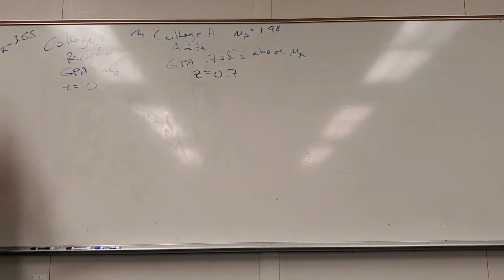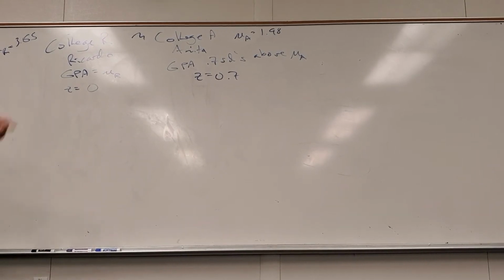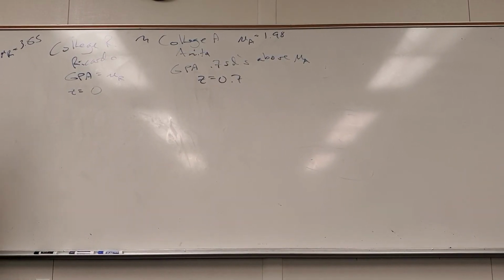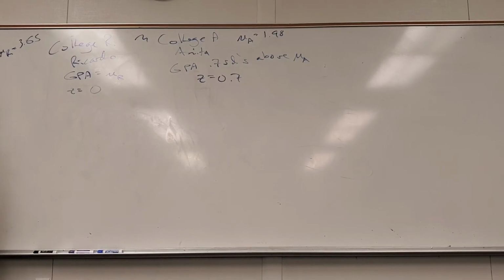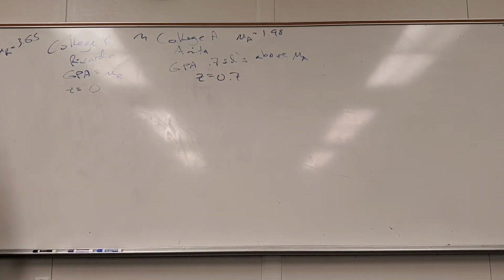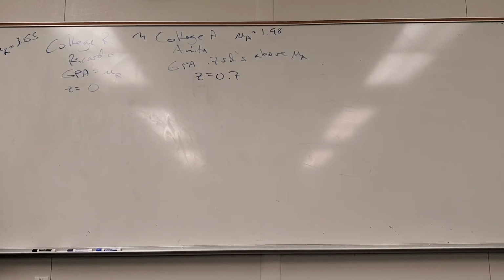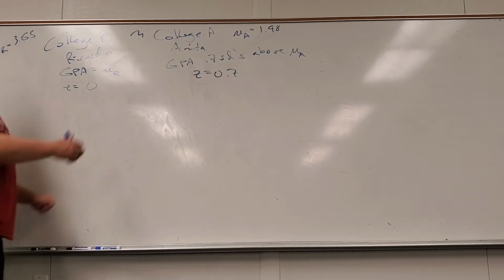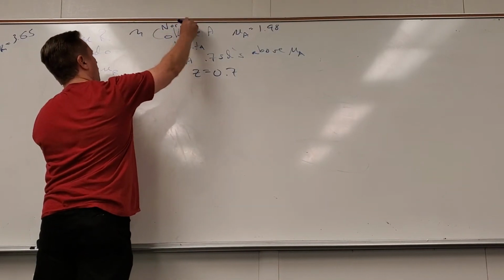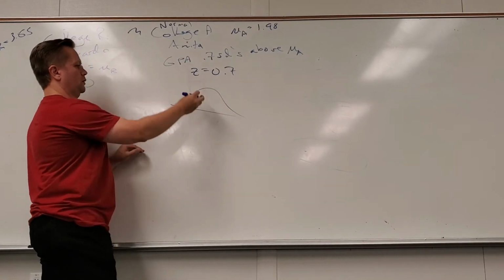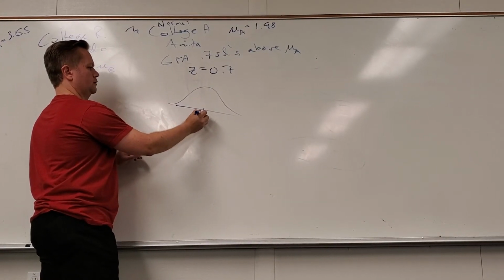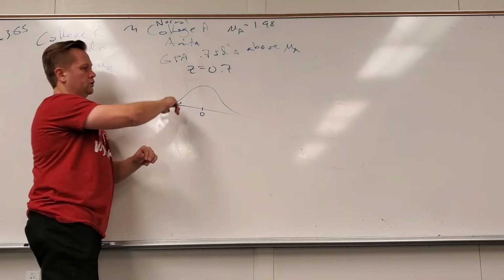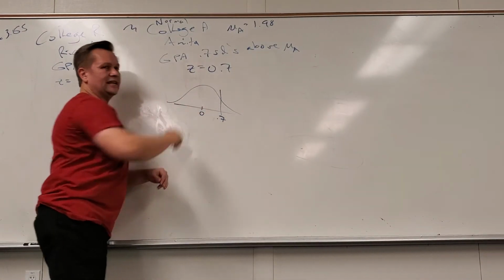A little bit? And then part C says, Anita is in the 70th percentile. Is that true? Can anybody figure out what percentile she's in? You have exactly enough information. If I said they were normally distributed, where is her score? Where's her GPA? This is 0, because all I know is z-scores. Where's hers? There. Is 0.7 70%?